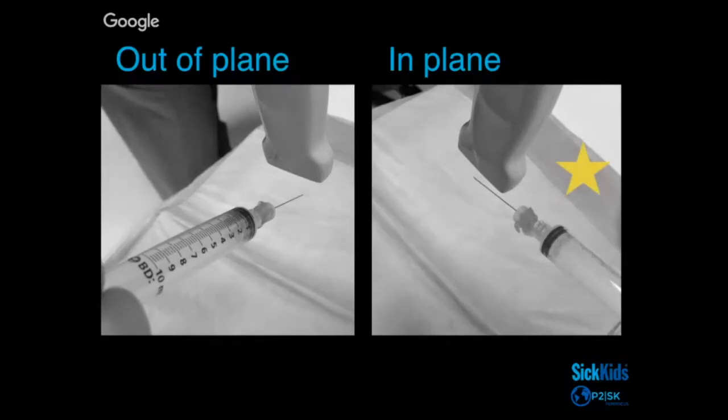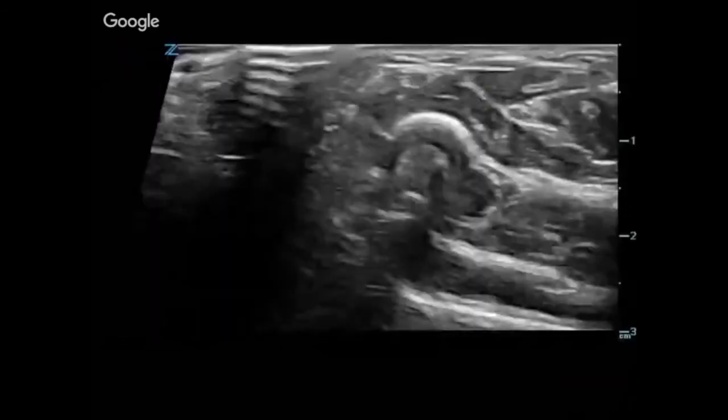Why is it? It's because coming that way, you can follow the tip of your needle all the way up to the nerve. And that's what you want to do because you don't want to miss the tip when it's touching the nerve. So that's how it would look like.